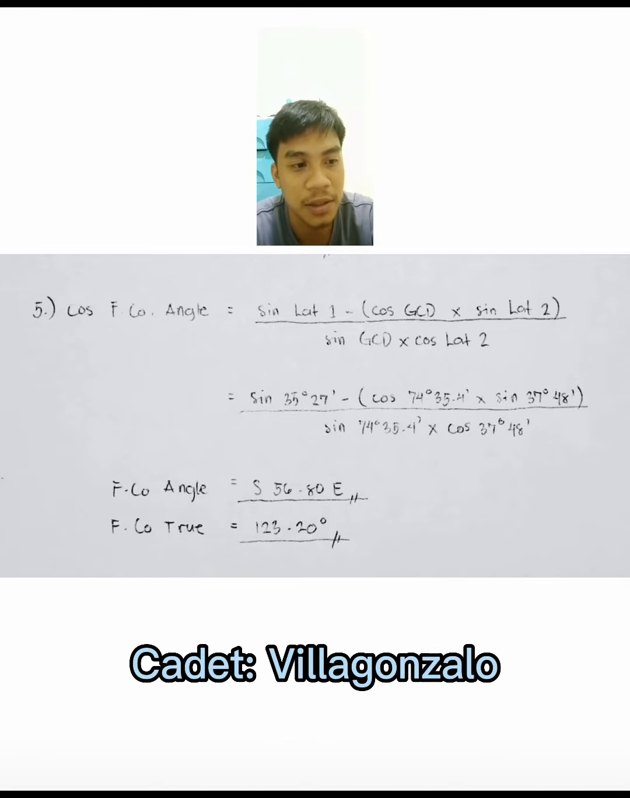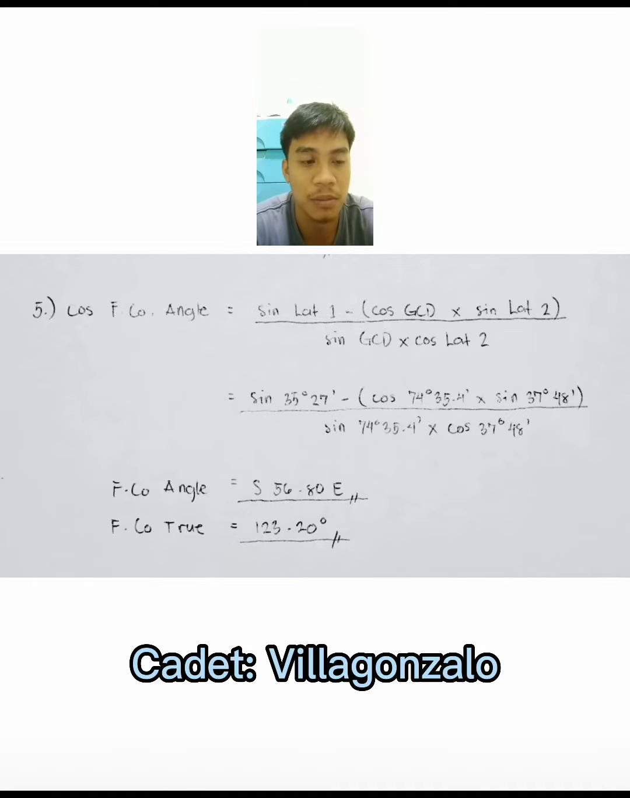So the sine latitude 1 is 35 degrees and 27 minutes minus the cosine GCD, which is 74 degrees and 35 minutes, times the sine latitude 2, which is 37 degrees and 48 minutes, over the sine GCD 74 degrees and 35 minutes times the cosine latitude 2, 37 degrees and 48 minutes. So the first thing you do is multiply the cosine GCD 74 degrees and 35 minutes times the sine latitude 2, 37 degrees and 48 minutes. After that, you divide also the sine GCD 74 degrees and 35 minutes times the cosine latitude 2, 37 degrees and 48 minutes.